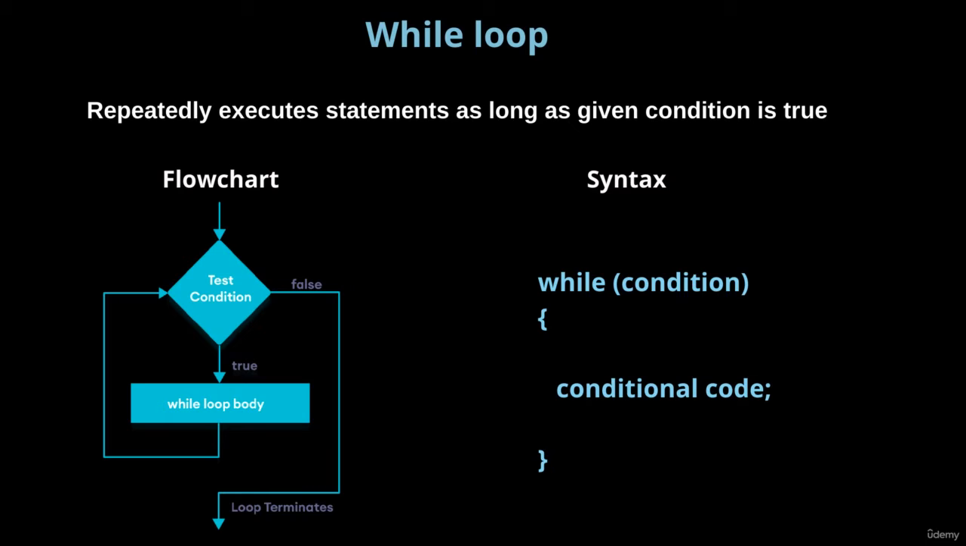So here's the syntax: the while keyword, right after it a condition which must return a boolean, and then the conditional code. This is a very simple syntax. You can write this code, and let's see how it will execute. First of all, the condition will be checked. If it is true, the code block will execute, and it will keep on executing. As soon as the condition is false, the loop will be terminated. But it is something more than that. Let's see it practically.